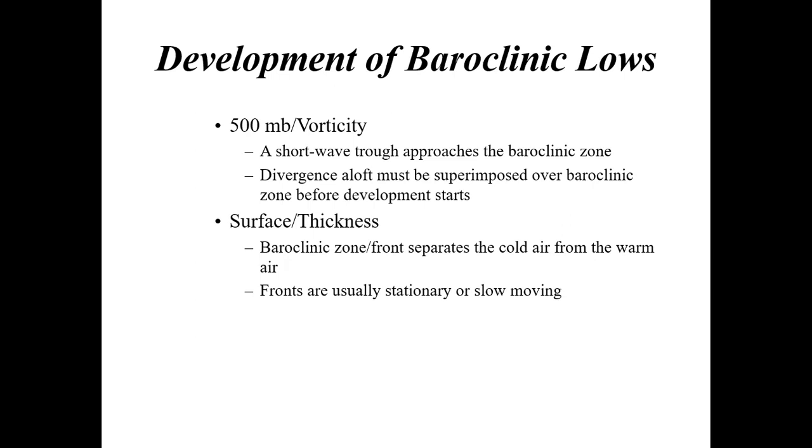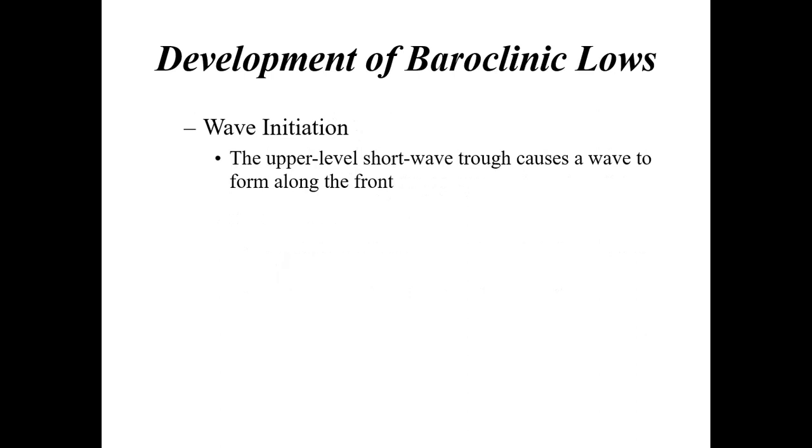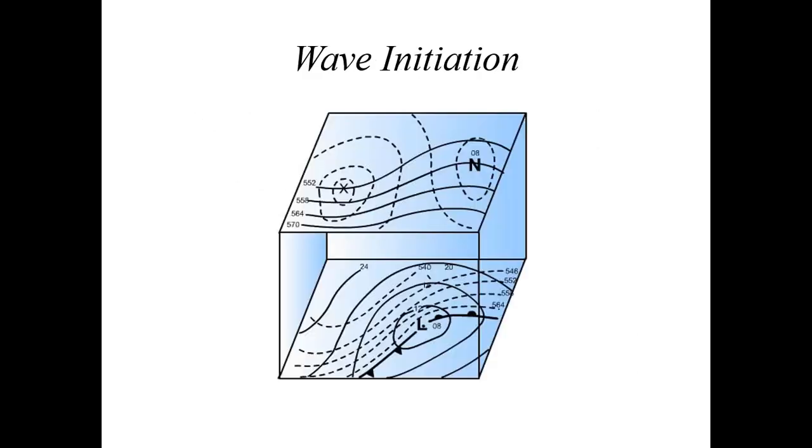But the baroclinic zone is almost like an S-shaped cloud structure that usually, in the United States, extends from southwest to northeast. Fronts are usually, again, stationary or slow moving, as I've already mentioned. Once that upper level shortwave trough at 18,000 feet or 500 millibars, that positive vorticity advection, the upper level divergence, interacts with the front, an area of lower pressure is going to form along that front. So we have an area of lower pressure forming along the front. So we're getting development of a baroclinic low or a storm.